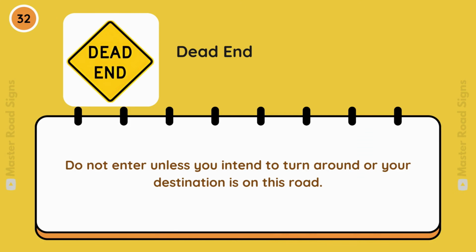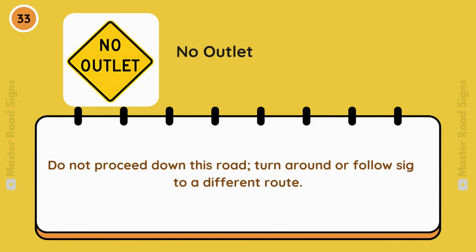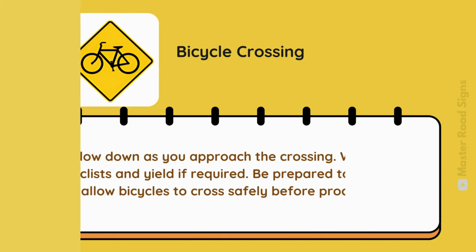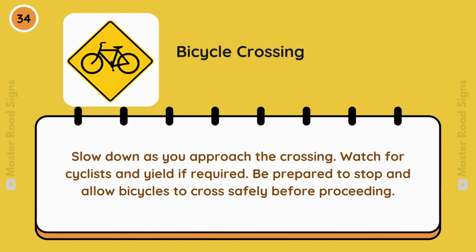Dead end sign. Drivers should not enter unless they intend to turn around or their destination is on this road. No outlet sign. Drivers should not proceed down this road, turn around, or follow signs to a different route. Bicycle crossing sign. Drivers should slow down as they approach the crossing. Watch for cyclists and yield if required. Be prepared to stop and allow bicycles to cross safely before proceeding.